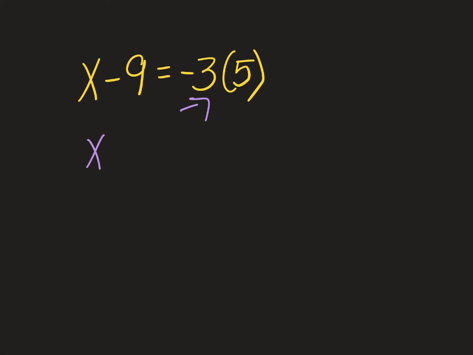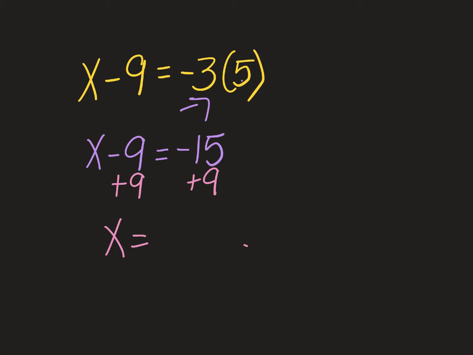This time, let's look at x minus 9 equals negative 3 times 5. Now, I do need to simplify, and to do that, I'm going to simplify here, okay? So x minus 9 equals negative times a positive is a negative, and it's 15, okay? Now, I'm going to do my inverse operation here, and that's going to be add 9. The opposite of subtraction is addition.